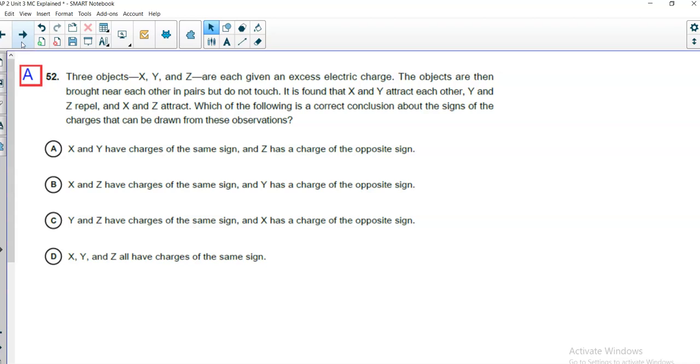Okay. So I would say that Z and Y have the same sign. We don't know which. So I would say Y and Z have the same charge, and X has the opposite. I would go with C as my answer, and I believe I'm right. It's not my favorite question in the world because if they're conductors, I don't know. I'll let it go. But C is the right answer based on what they got there.